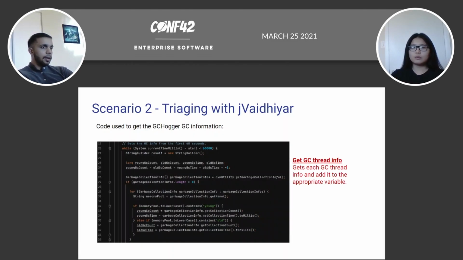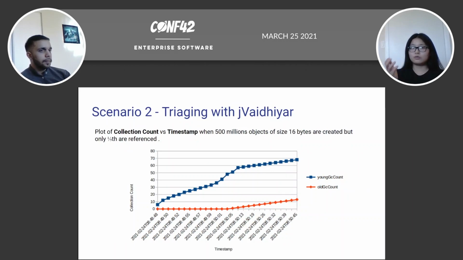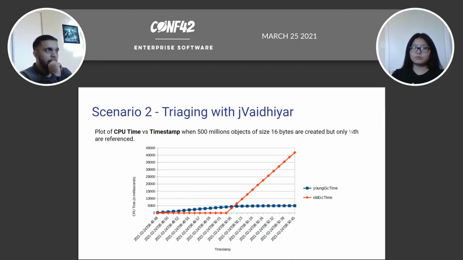We have used this code sample to get information about the GC threads using JVM. With that information, we have divided it based on if it's going to be in the young generation versus the old generation. And using this data, we have plotted this graph of collection count versus timestamp. And by comparing the minor GC versus the major GC, we can see that while the minor GC has increased continuously, the major GC maintains at around 0 during the first half, but it starts to increase from the second half. We also have plotted the CPU time versus timestamp using the data retrieved from JVM.